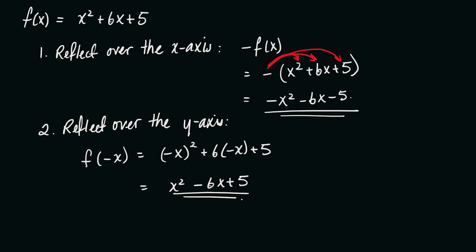Now it's that simple with reflecting over the x and y axis here. So as a review, whenever we're reflecting over the x-axis, it's always going to be negative f of x, the negative function, right? But if we're reflecting over the y-axis, we have to set the x to a negative, right? So instead of x, we're going to have negative x. So it would be f of negative x, all right?